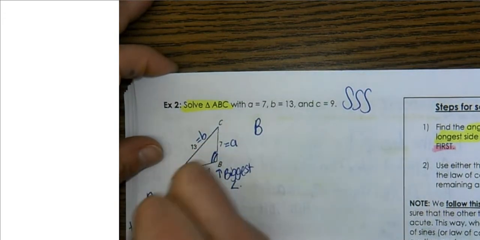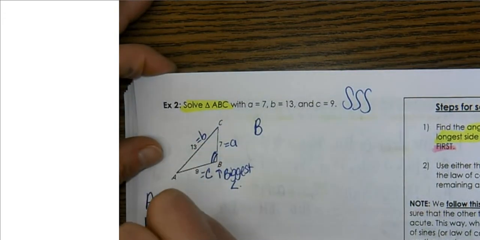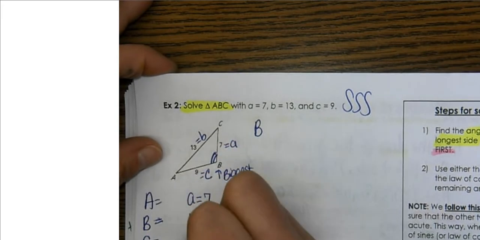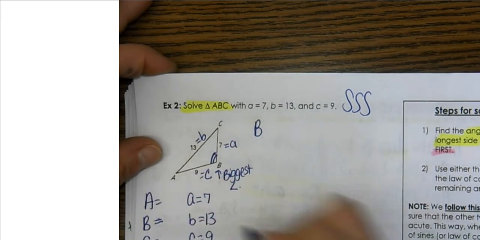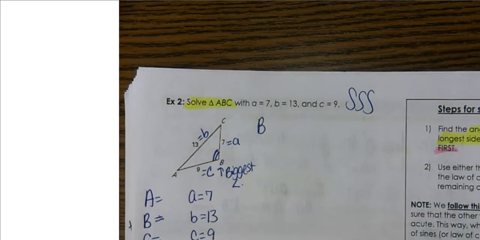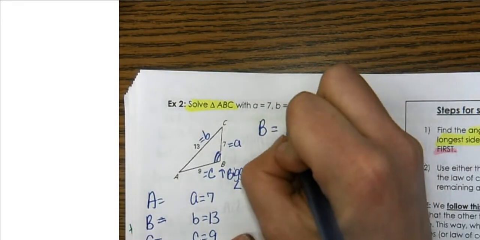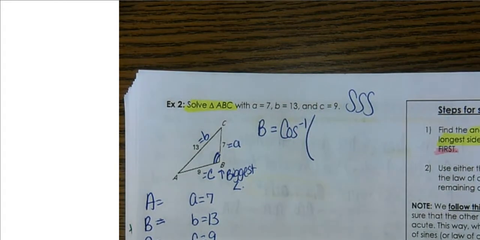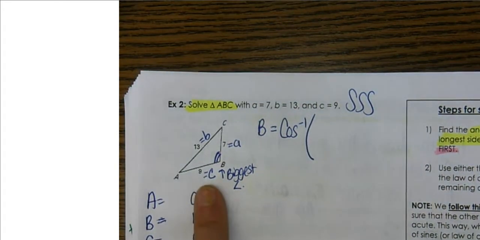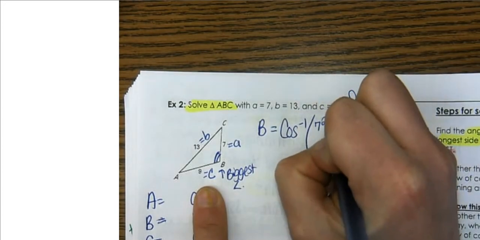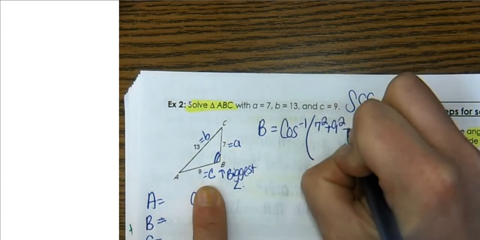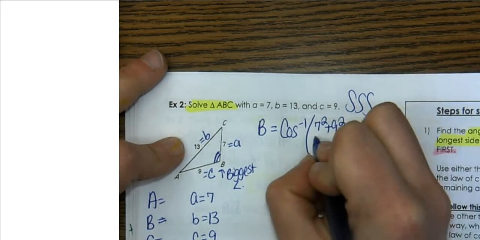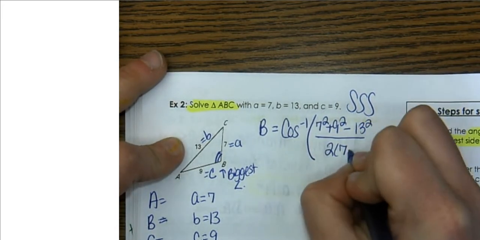Angle A, angle B, angle C. I don't know any of my angles, but I do know little a is 7, little b is 13, and little c is 9. So we're solving this. Angle B is going to be equal to the cosine inverse of my other sides. So my other sides are A and C. So that's going to be 7 squared plus 9 squared minus my opposite side, which is 13 squared, divided by 2 times 7 times 9.